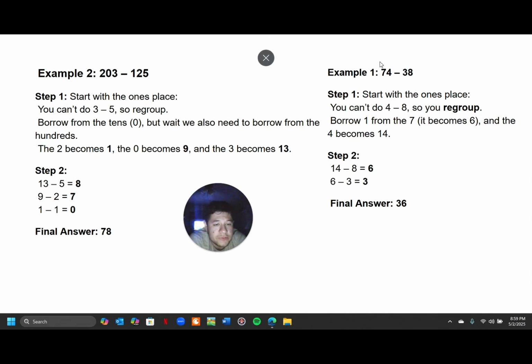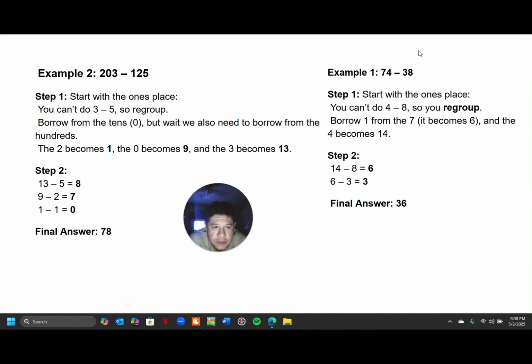Same thing over here, but with 2-digit numbers this time. So we have 74 minus 38. First they will start with the ones place. So they can't obviously do 4 minus 8, so they're going to have to regroup. They're going to have to borrow 1 from the 7. That becomes a 6, and then 4 becomes a 14.